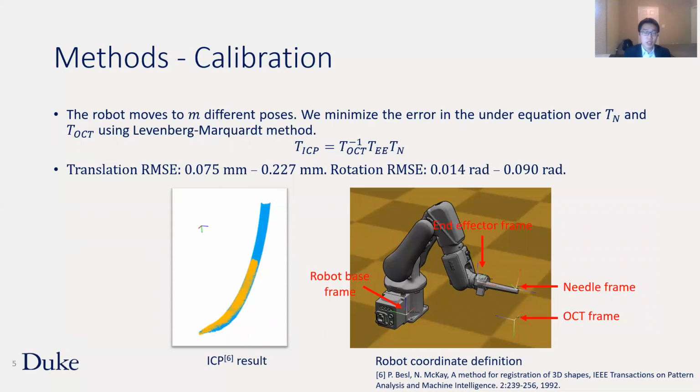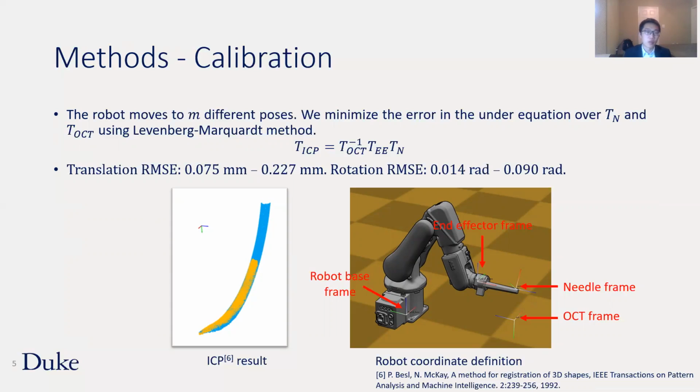To achieve sub-millimeter suturing accuracy, we need to calibrate the needle frame and the OCT frame. We let the robot move to M different poses, yielding paired observations T_ICP_i and T_EE_i. T_ICP is the transformation matrix representing the needle frame in the OCT frame. We can use the ICP algorithm to calculate T_ICP.